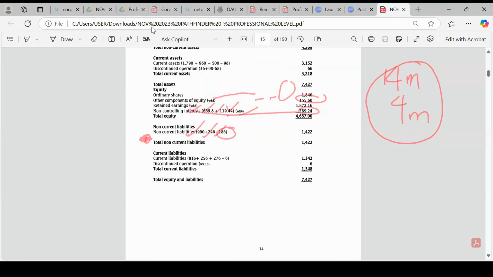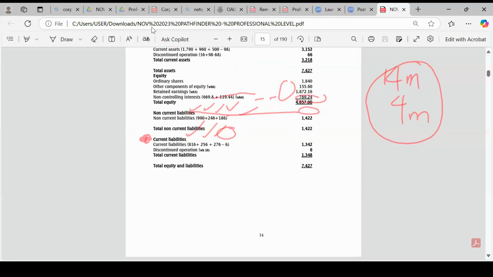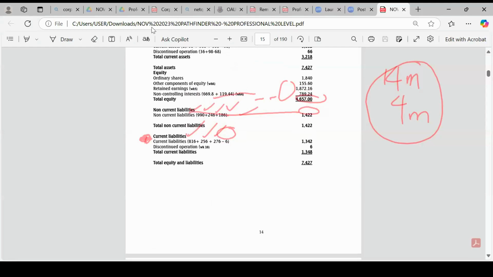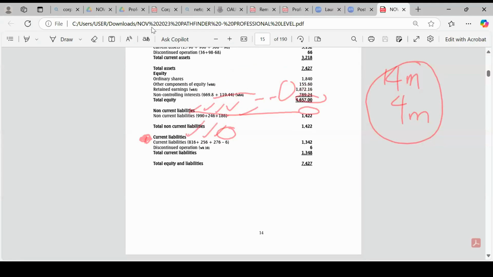Now, ordinary share, that is that of the parent. Other component, when we did other component, I think we got 155. Approximation is why they have that. Our retained earnings, maybe 1866. I don't know why we have 1866. I think initially we had 1871. There must have been a confusion. I remember we later changed it. So non-controlling interest, we just calculated that we had 670 and 119.